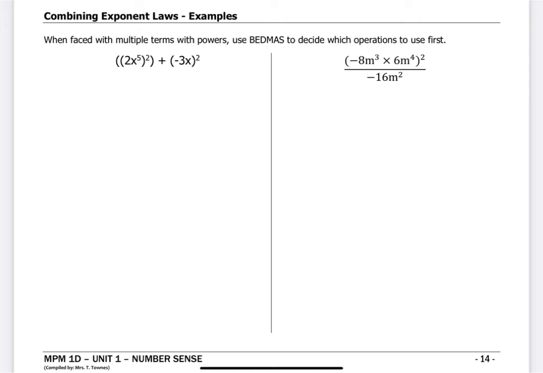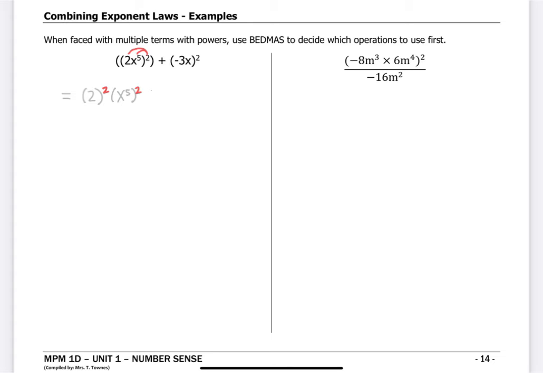Here's a couple more examples where we'll need to consider BEDMAS as we work our way through the questions. In the first example, we're going to have to see that that power of 2 is going to apply to all components within that base. So we're going to need to write a base of 2, and that exponent of 2 will apply to it. And we're going to need to write the other component within the base, the x to the power of 5, also being raised to the power of 2.